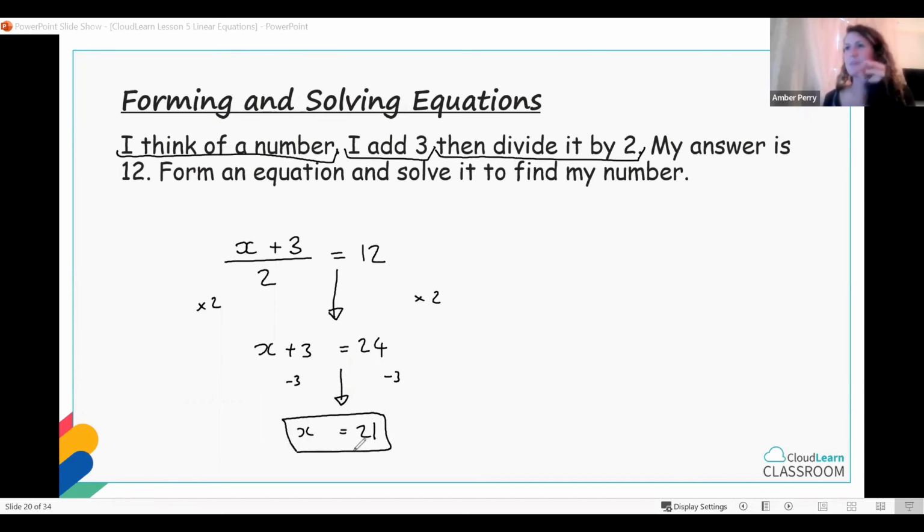And maybe some of you thought, okay, the number that was thought of was 21. Maybe you could figure that out before you formed the equation. But in an exam, if you see the words form an equation, you're going to need to write this to get your full marks, okay? So really important that you're able to form an equation from this kind of thing.